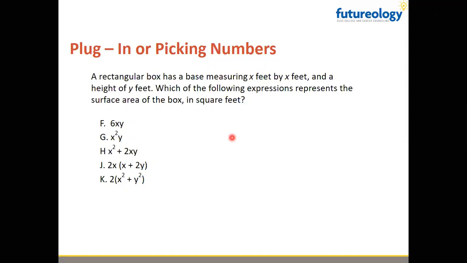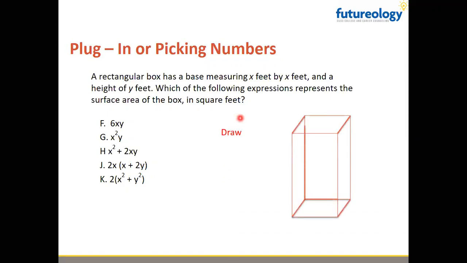By the way, if they tell you something like a box, it's best to draw something. So let's draw it. There's a rectangular box. Now it's measuring X by X and a height of Y. Well, it's a plug-in, guys. Let's just make X something. Again, I pick simple numbers because I'm a simple man. So X is 2. Let's make Y 3. Oh, so what it's saying is surface area.